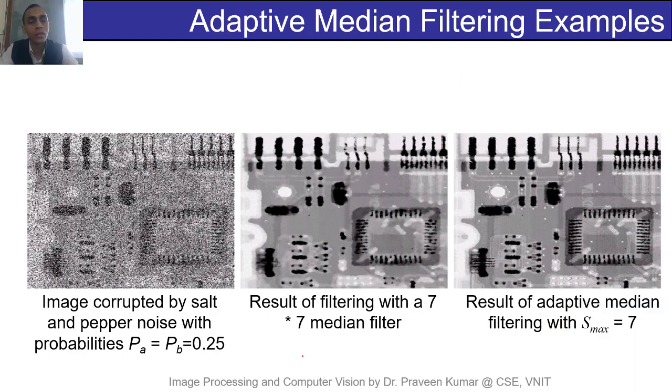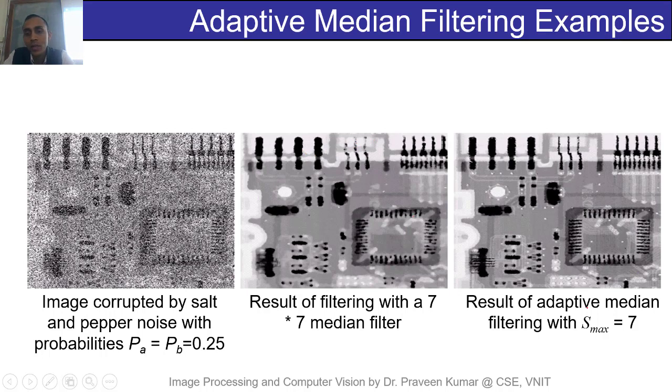So let us see the performance of this algorithm. This is an image which is corrupted by high density spatial impulse noise. And this is the image processed by a standard median filter with a size of 7x7. As you can see, because we have chosen a larger size filter, it has been able to remove most of the noise, but at the cost of a lot of distortion. You can see the connector pins have been distorted heavily and so on.